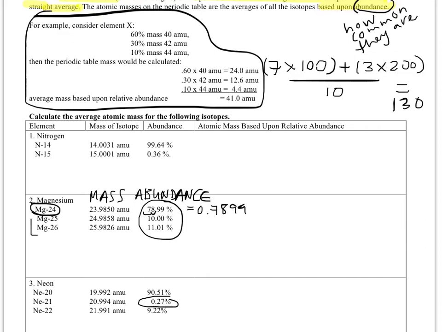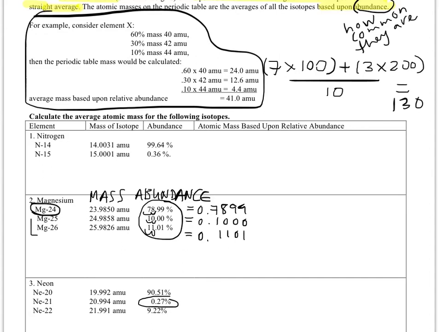Okay, and so the 10%, you're going to do the same thing. You can divide by 100, or you can just move the decimal over, but you should get 0.1000. And same with the 11% as a decimal, that's equal to 0.1101. Okay, so your first step is to convert your percents to decimals.